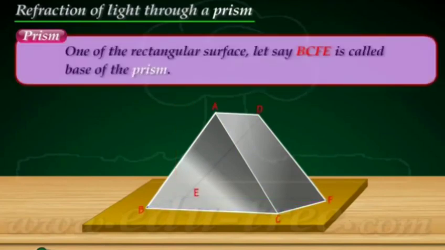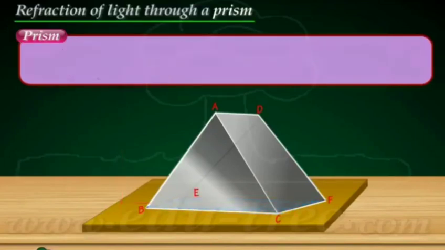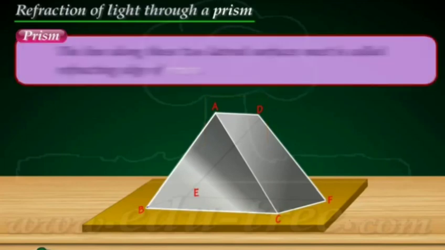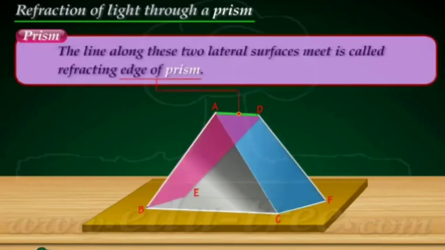One of the rectangular surfaces, let's say BCFE, is called the base of the prism. The other two inclined surfaces, ABED and ACFD, are known as lateral surfaces or refracting surfaces. The line along which these two lateral surfaces meet is called the refracting edge of the prism.